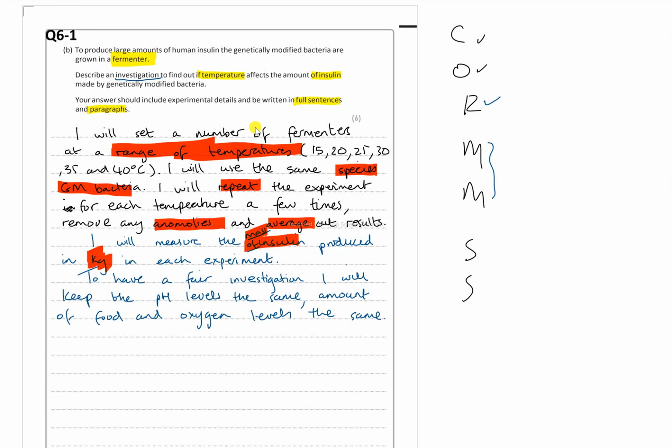I suppose what you could do is you could set a time. Let's put that in actually. In each experiment over a 24-hour period. Yeah, so you keep the time the same. Okay, to have a fair investigation, so this is the control variables, what you're going to keep the same. I will keep the pH levels, the amount of food and oxygen levels the same. That's covered it.